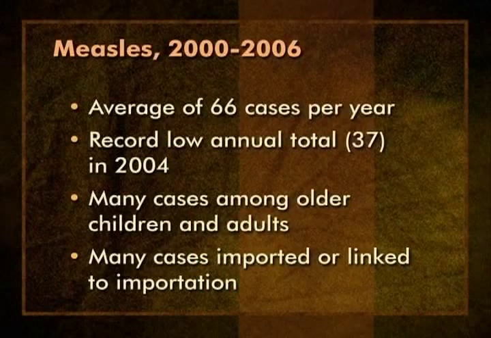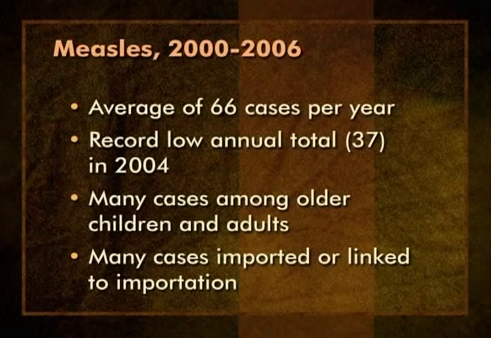From 2000 through 2006, an average of only 66 cases were reported per year. A record low annual total of only 37 cases was reported in 2004. Indigenous transmission of measles virus has been interrupted in the United States.